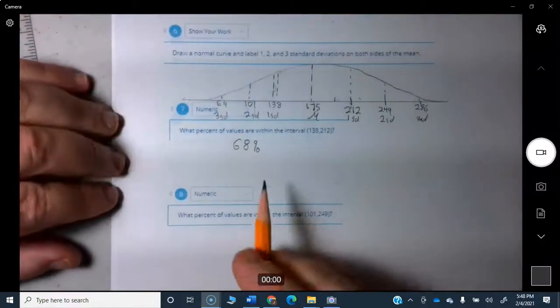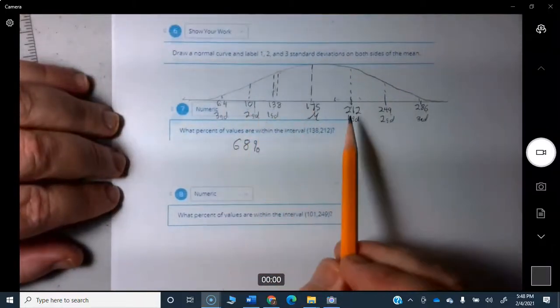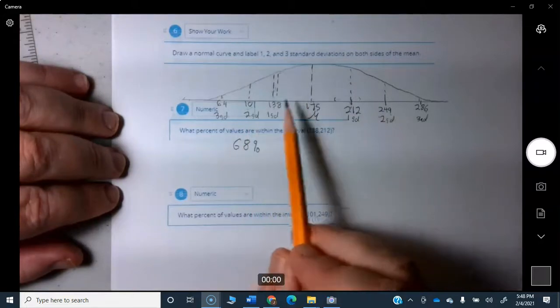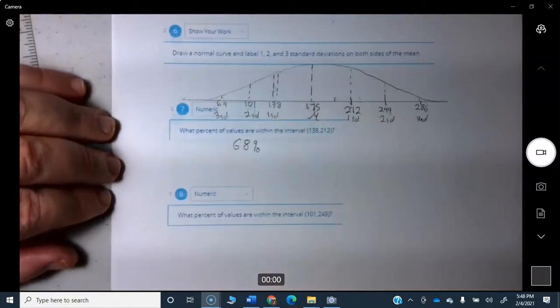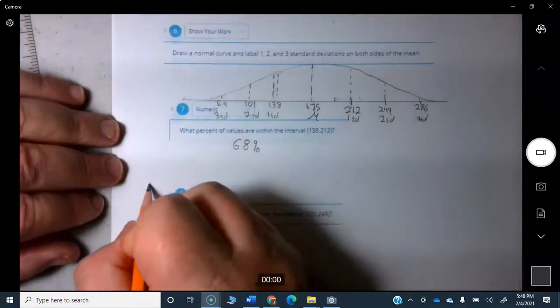Same thing here. Between 101 and 249, what percentage? Go back and look at that same graph. I'm going to leave this for you to do.